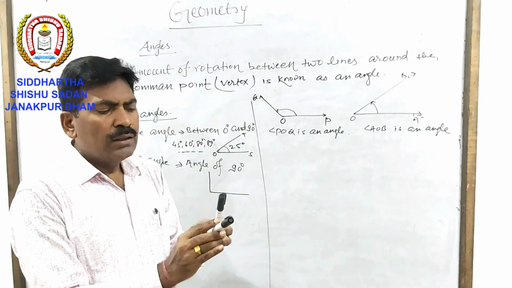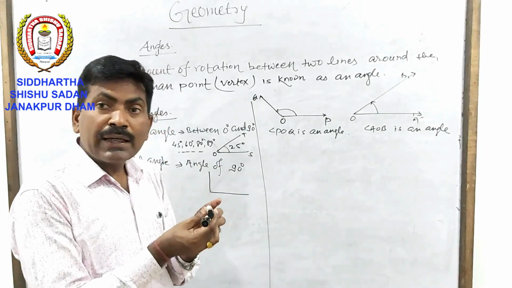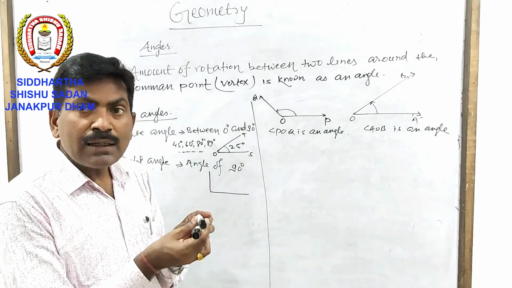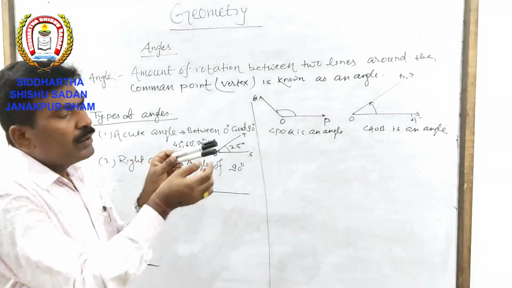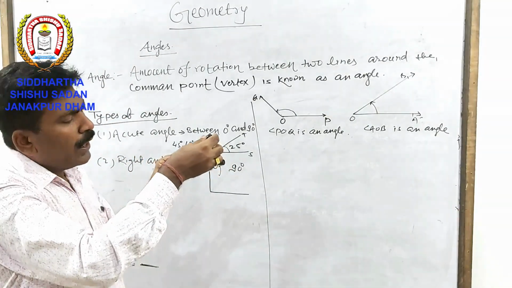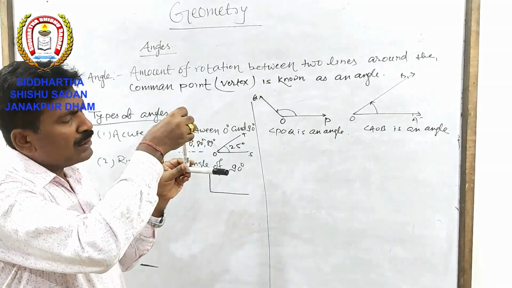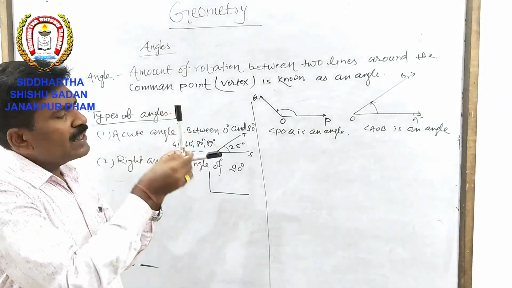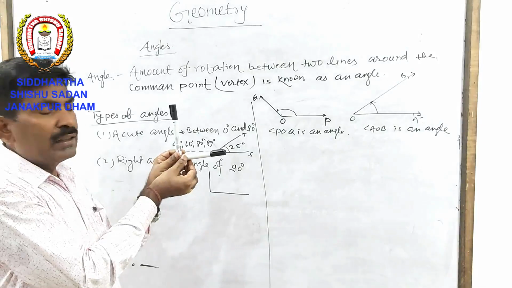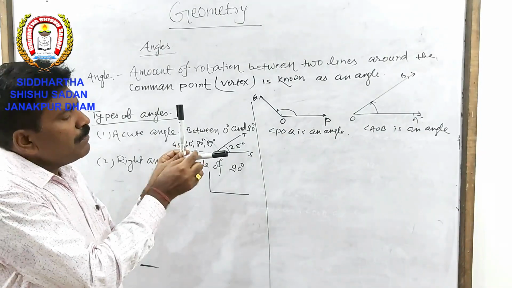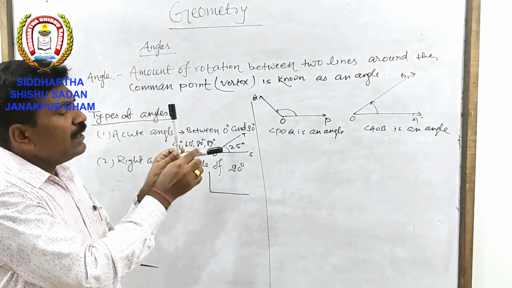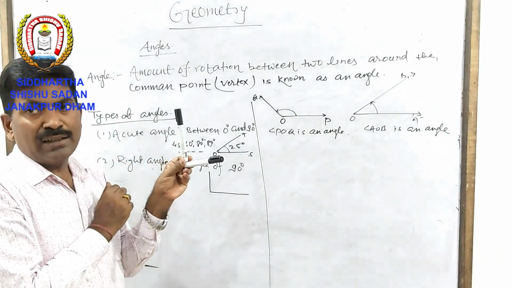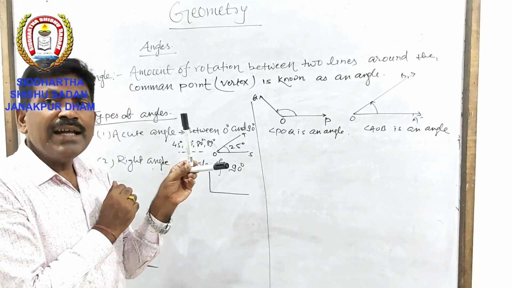Suppose two lines make an angle. Suppose these two lines, now it rotates, and whenever this line stands vertically, that means this much angle is called 90 degree. Then this angle is known as a right angle. It is known as a right angle.